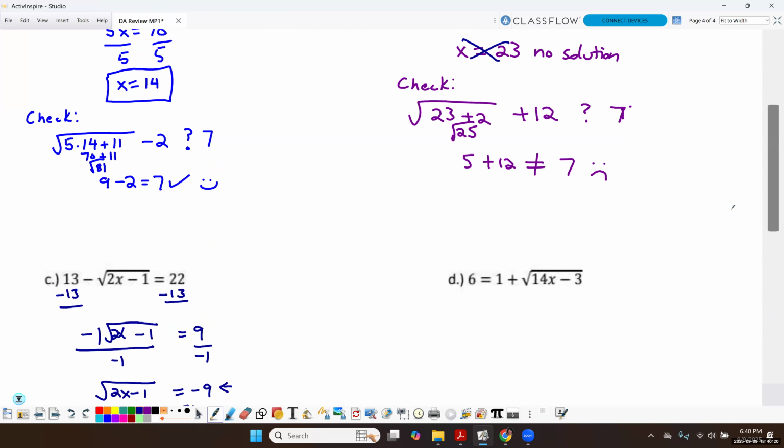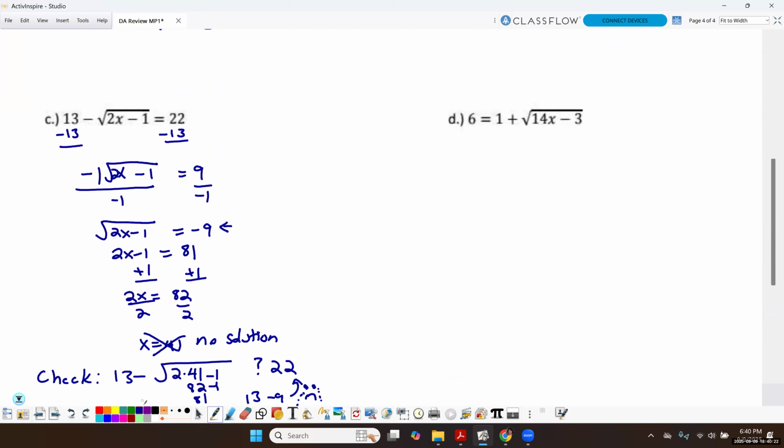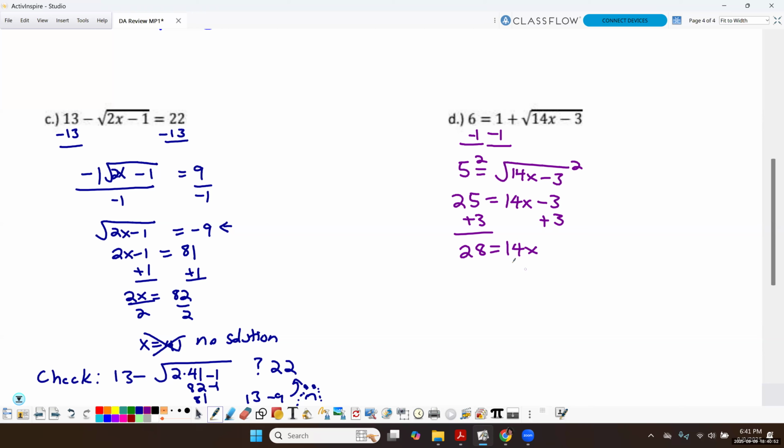All right, last one that you should have already worked on by yourself is letter D. We're going to isolate the root. Well, what did the 5 come from? 14. We're going to get rid of the root. Square both sides. Then we're going to PEMDAS backwards to isolate the x. Then we're going to check.